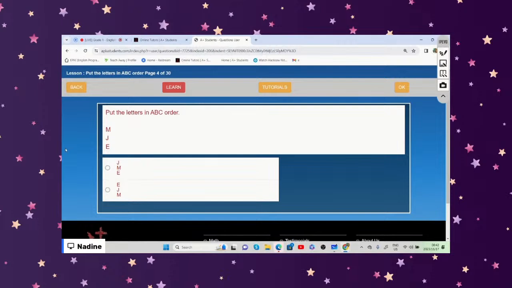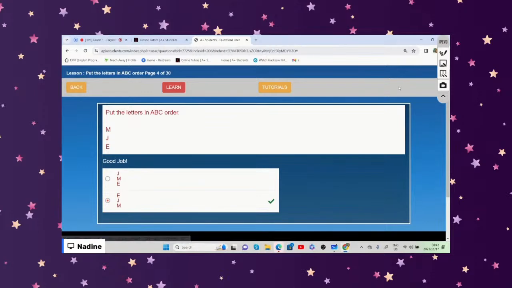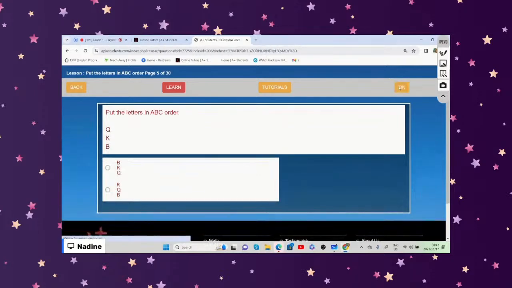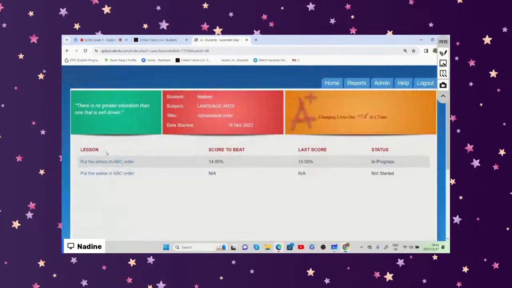And if we put that in order, we will say it's E, J, and then M. So well done. Right? So that was us putting the letters in the ABC order. Now we're going to put the words in the ABC order.